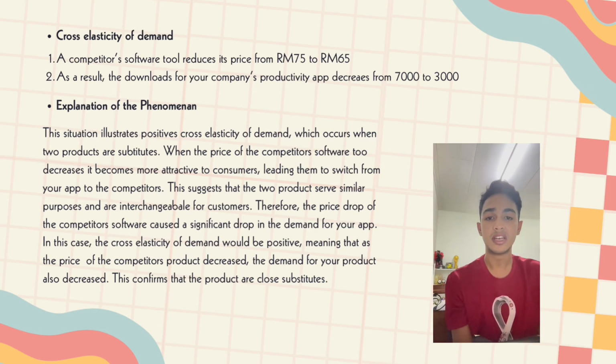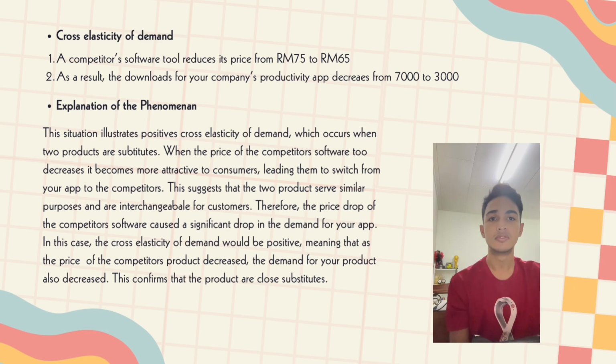So I will be answering question number 4, which is cross elasticity of demand. Right now I'm going to give you my explanation and my answer for the question. A competitor's software tool reduces its price from RM75 to RM65. As a result, the downloads for your company's productivity app decrease from 7,000 to 3,000.